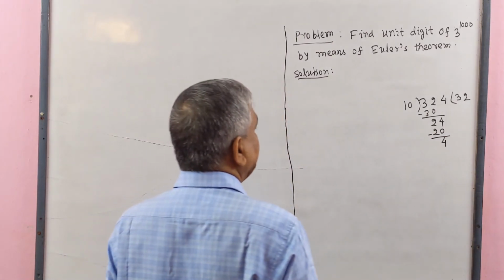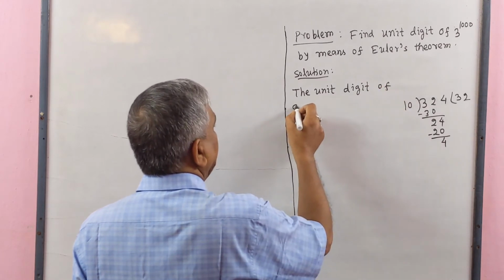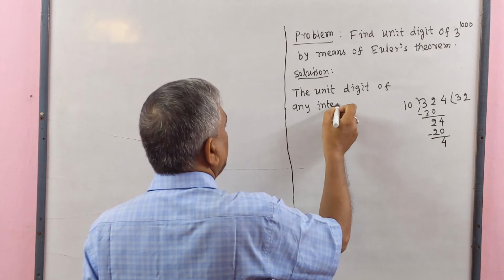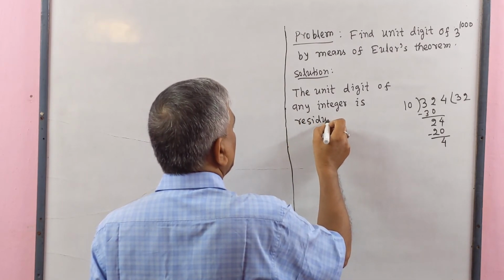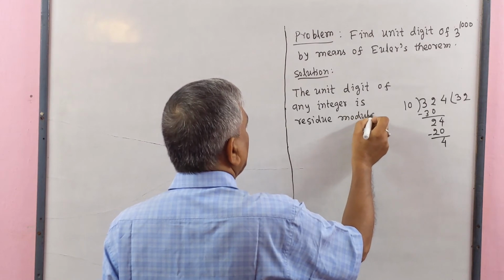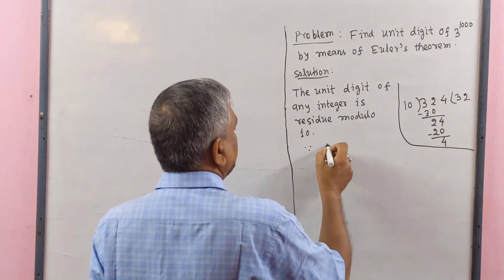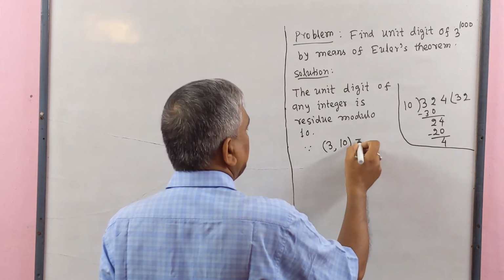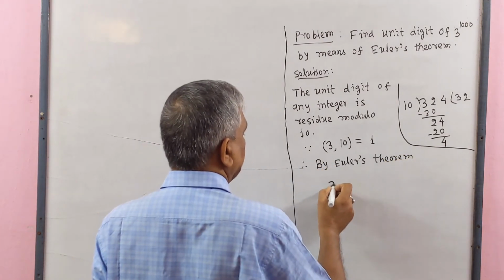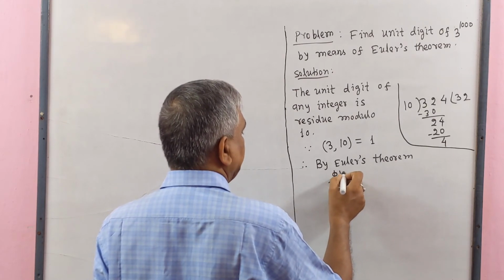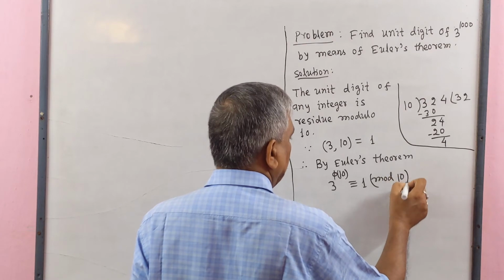Hence we may conclude that the unit digit of any integer is residue modulo 10. Since GCD of 3 and 10 equal to 1, therefore by Euler's theorem, 3 to the power Euler's phi function of 10 is congruent to 1 modulo 10. This is number 1.